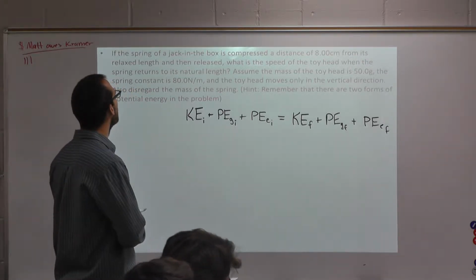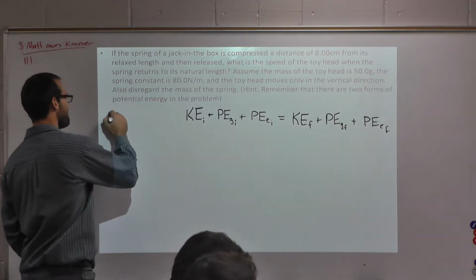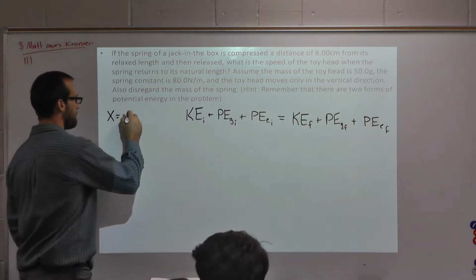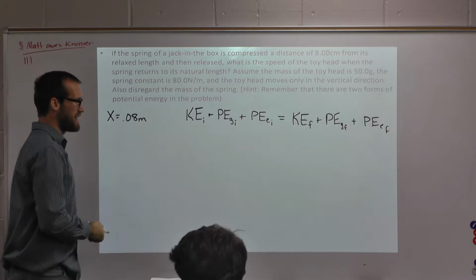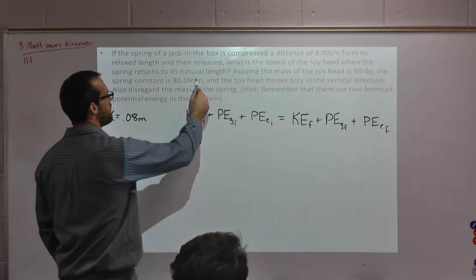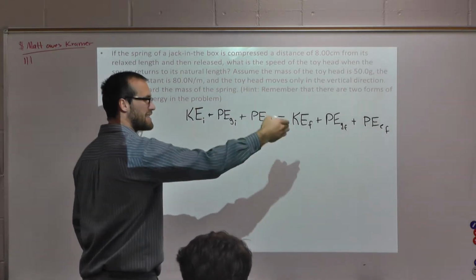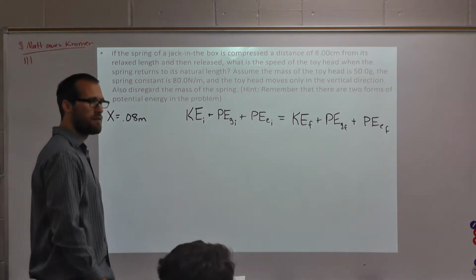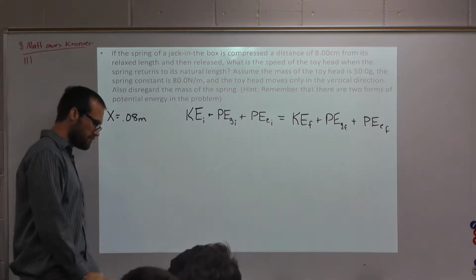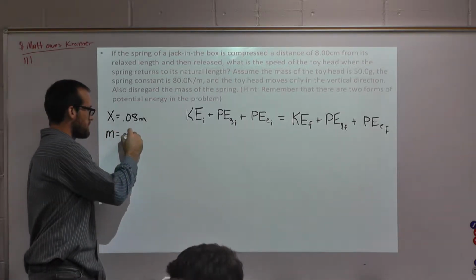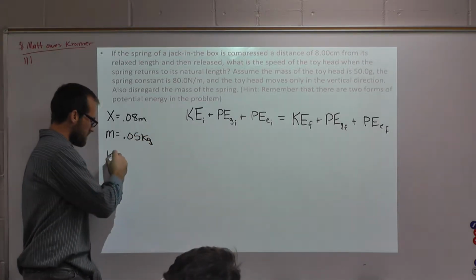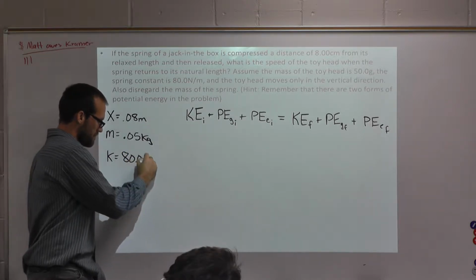Here we go. Okay, what are some things we know? We know the distance. What's X? It's 0.08. Now, why did I not have to take a number and subtract it from another number to get X? Because they gave me how much it got compressed. So that would be the difference from its relaxed state to its compressed length. What else do we know? The mass of the toy head, which is 0.05 kilograms.